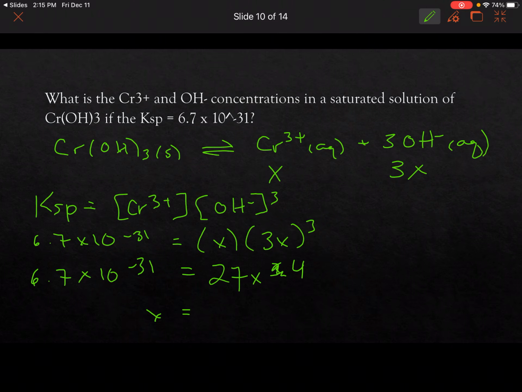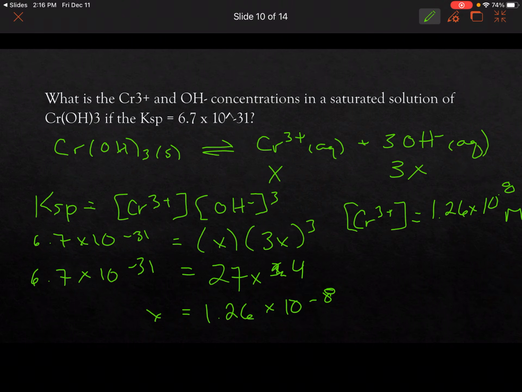And you end up with an answer of, what did I say it was? You get an answer of 1.26 times 10 to the negative 8. Now the question was asking you to find both concentrations. So you would state it, right? You'd say Cr3+ then is equal to 1.26 times 10 to the negative 8 molar. The concentration of the OH-, you have to multiply that by 3, of course.